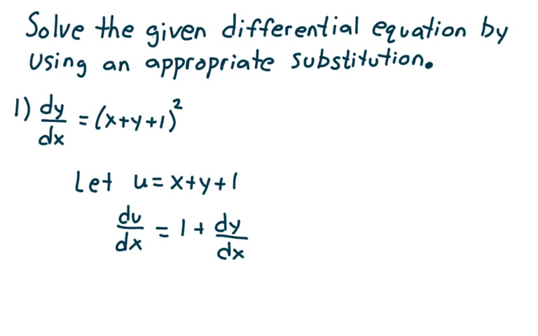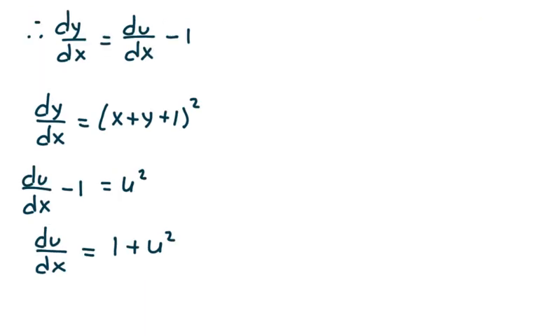du/dx is equal to 1 + dy/dx. So solving for dy/dx, we get dy/dx is equal to du/dx minus 1. But recall, dy/dx is (x + y + 1) all raised to the second power. So if we make our substitution, we get du/dx minus 1 is equal to u squared. Solving for du/dx, we get du/dx is 1 + u squared.